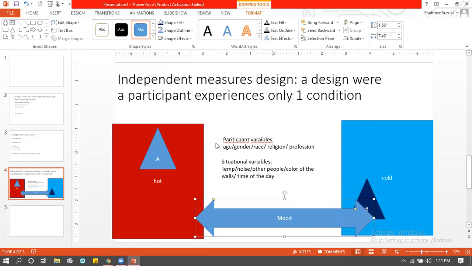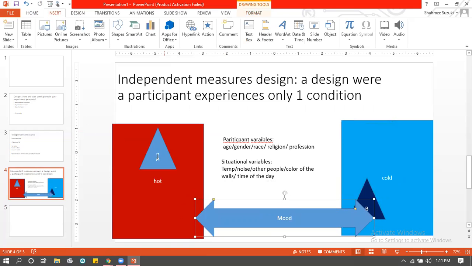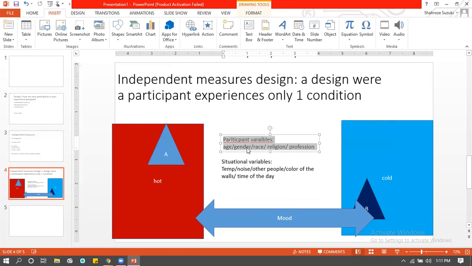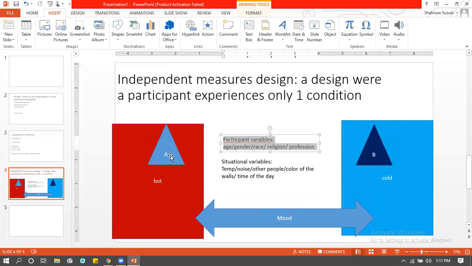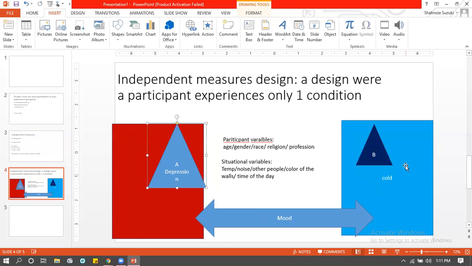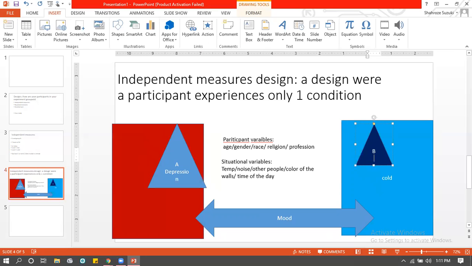There's one problem with independent measures design though. Participant A could have his own variables and participant B could have their own variables. For example, what if participant A had depression and what if participant B did not have depression, right?